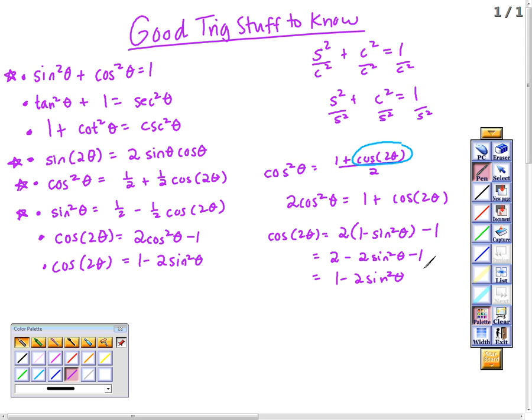And there's one more. I'm going to take this original one again. Cosine 2 theta is 2 cosine squared theta minus 1. But this is equal to 1, isn't it? So I can replace 1 with the sum of these guys.